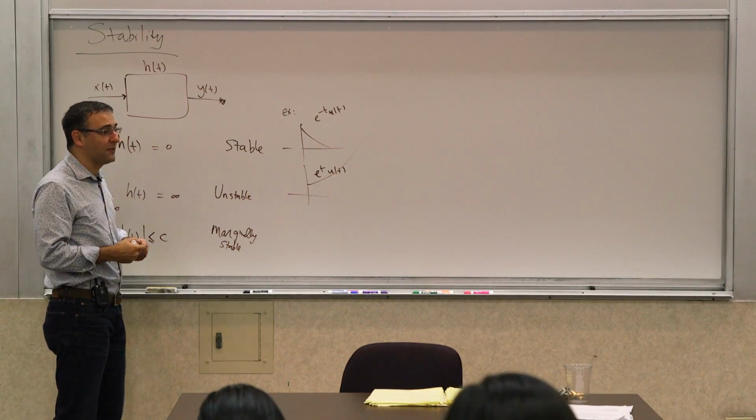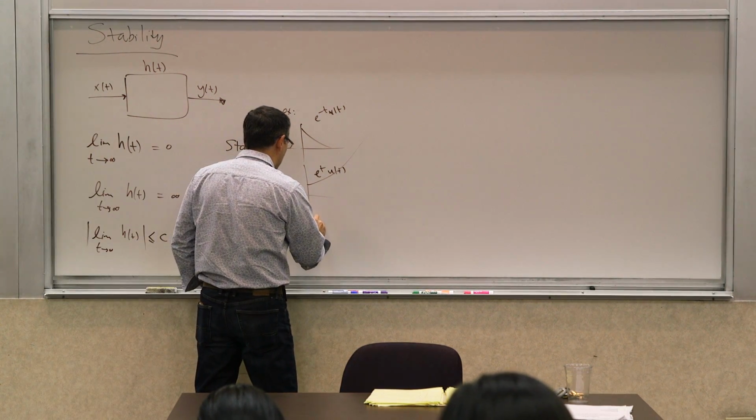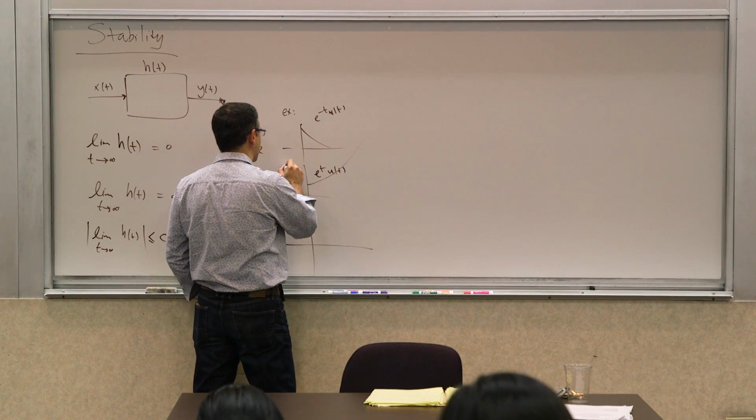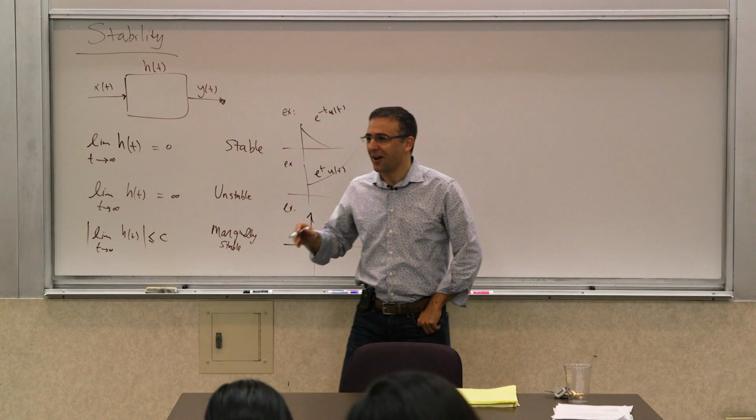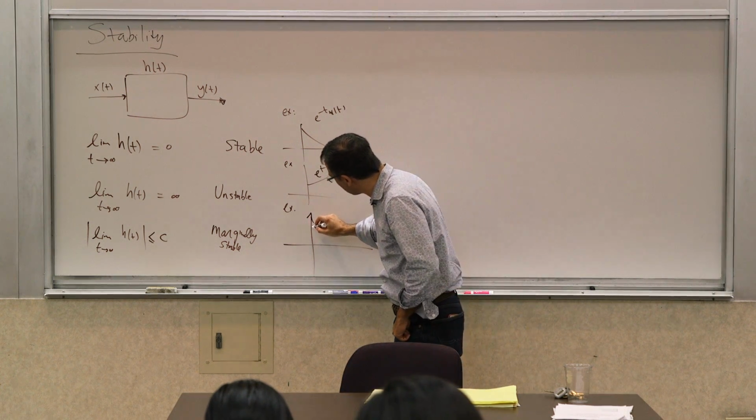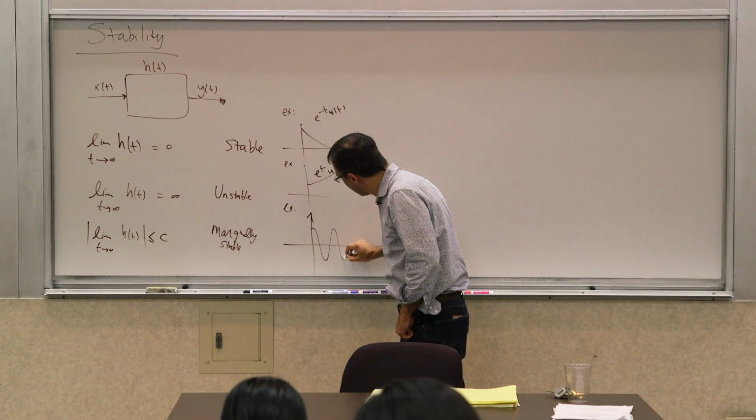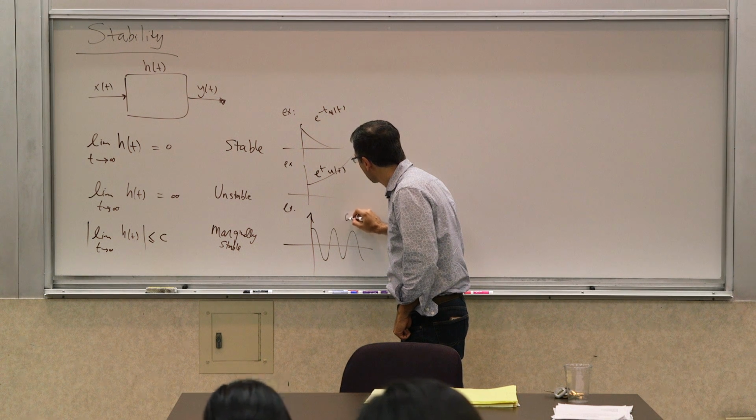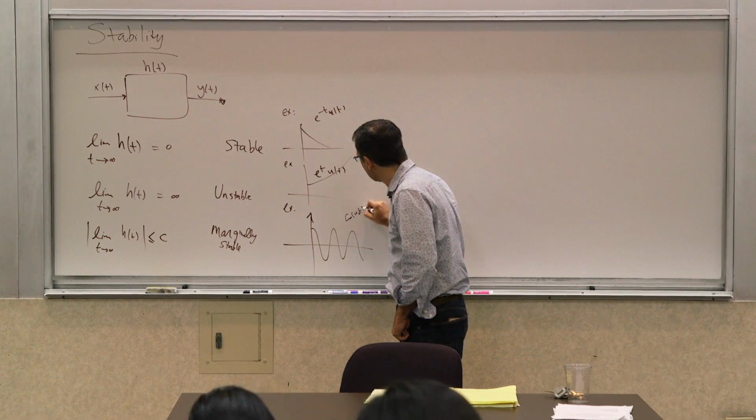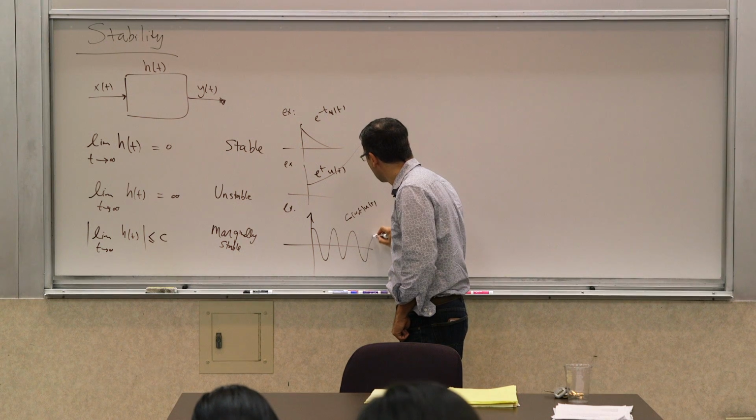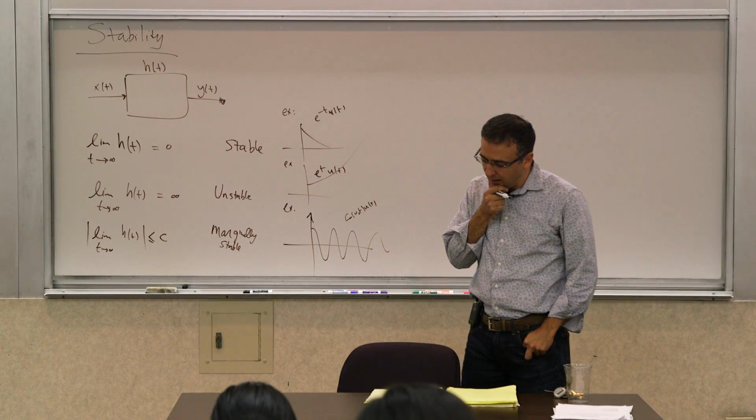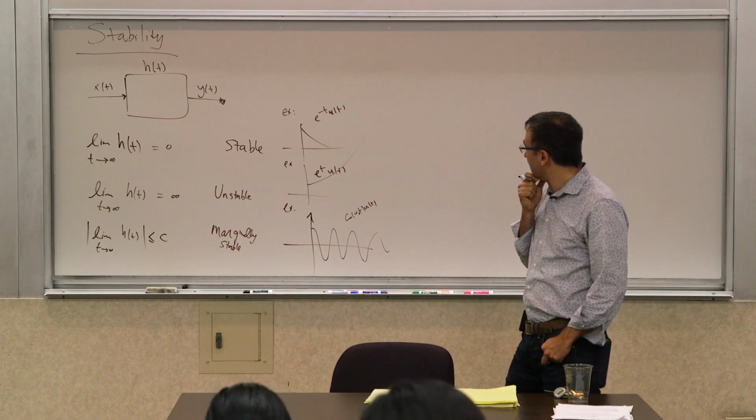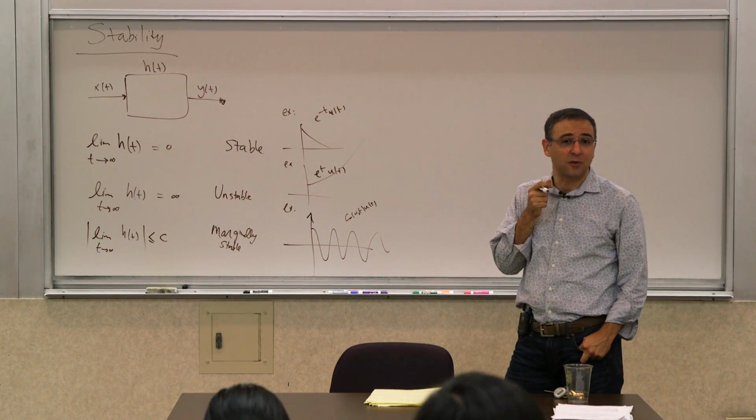So marginally, can you give me an example of a marginally stable system? Or can you give me two examples of marginally stable systems? Okay, good. Well, I consider them more or less similar things. So sine. If the impulse response is cosine of omega 0 t u of t, right? This is something that's bounded, but it doesn't go to 0. Can you give me another one?